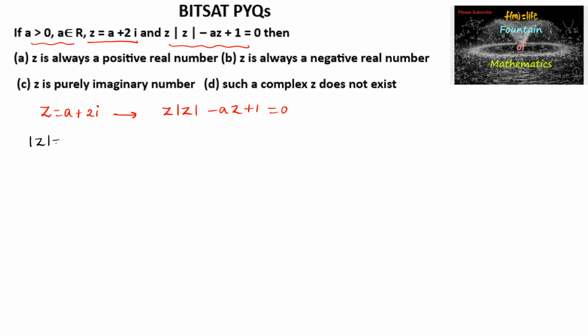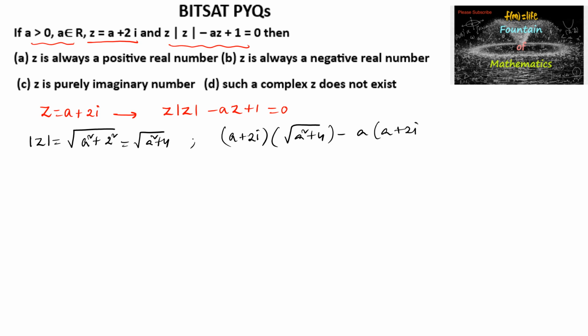So here we can write mod z is equal to under root of a square plus 2 square, that is root of a square plus 4. So we can write (a plus 2i) into root of a square plus 4 minus a times (a plus 2i) plus 1 equals to 0. Or we can write a times root of a square plus 4 plus 2i times root of a square plus 4 minus a square minus 2ai plus 1 equals to 0.